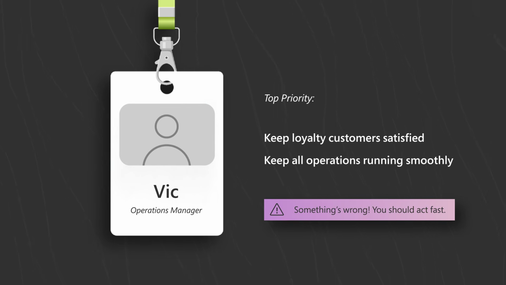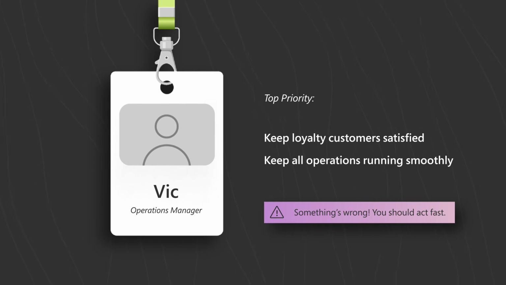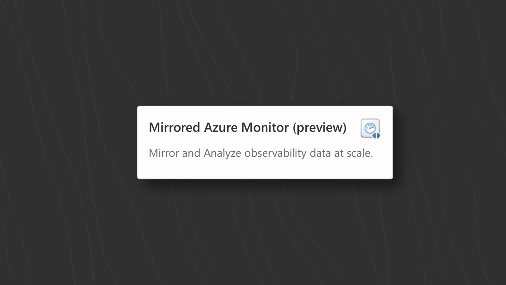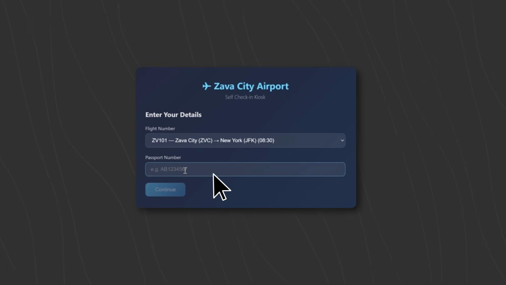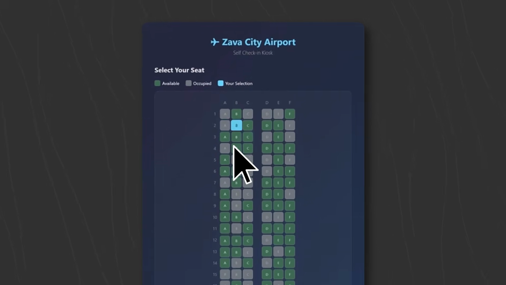When something goes wrong, she needs to understand the impact immediately and act fast. Let's see how it is solved with a unified view of the business by bringing Azure Monitor data into Fabric. Zava's self-check-in kiosks stream telemetry into Azure Monitor. On Tuesday afternoon, a new deployment introduces a bug.